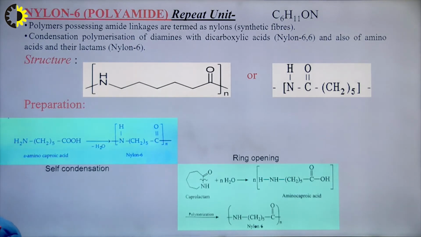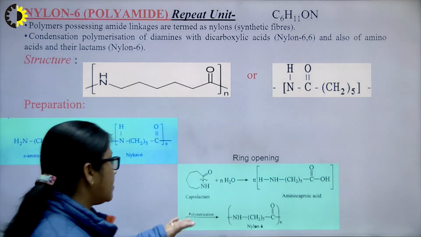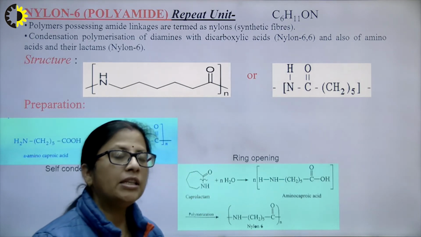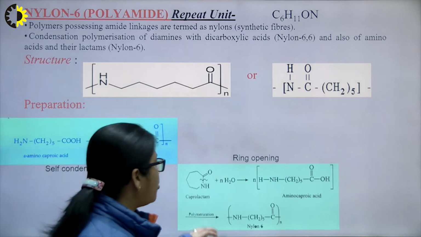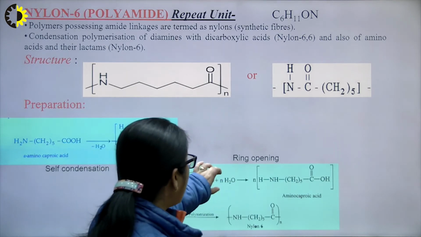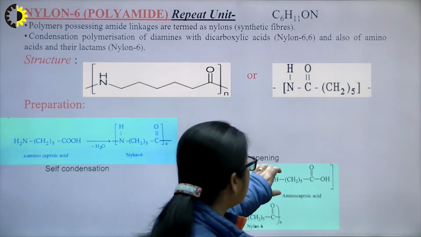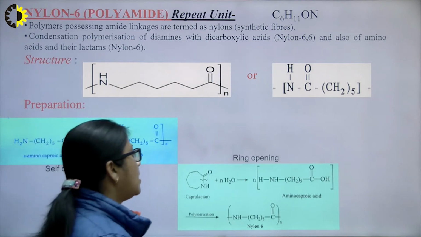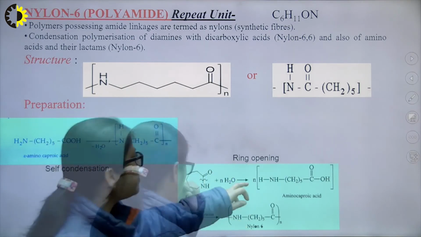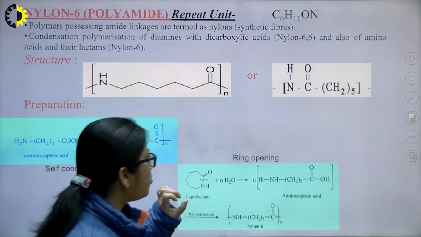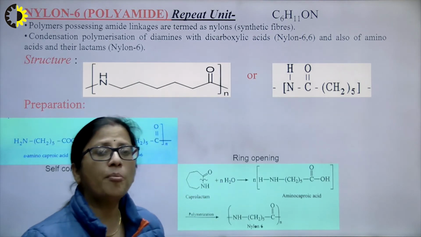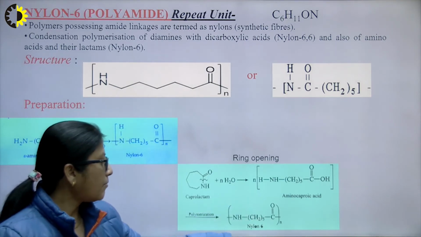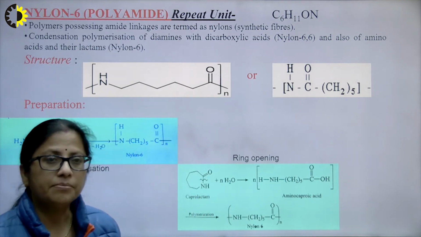And the second preparation is by the ring opening of caprolactam. Here, caprolactam is a 7-membered ring having the NHCO bond. It hydrolyzes, the ring opening takes place, and this results in the formation of aminocaproic acid. This aminocaproic acid undergoes polymerization by the loss of water molecules and results in the formation of nylon 6. So, this is the end product which is formed from the caprolactam.